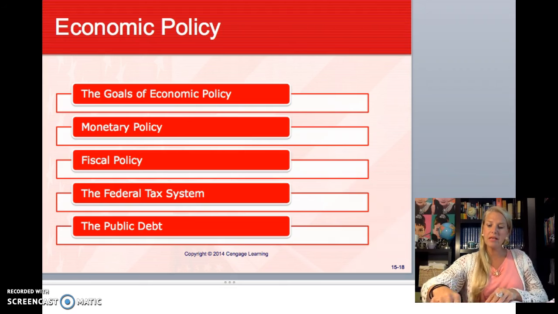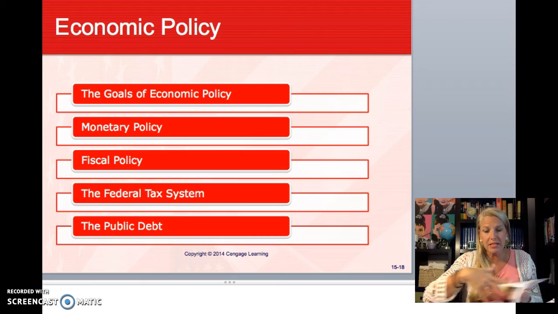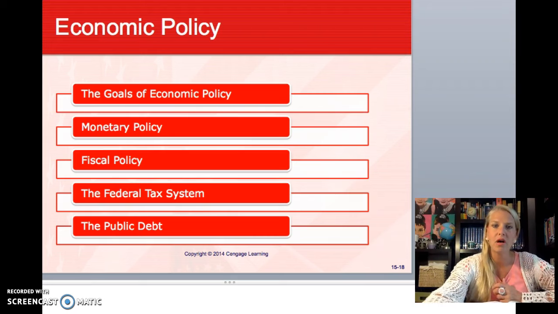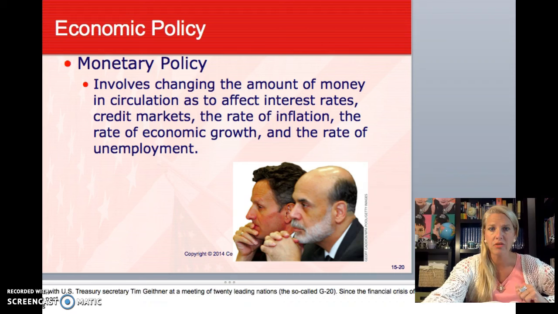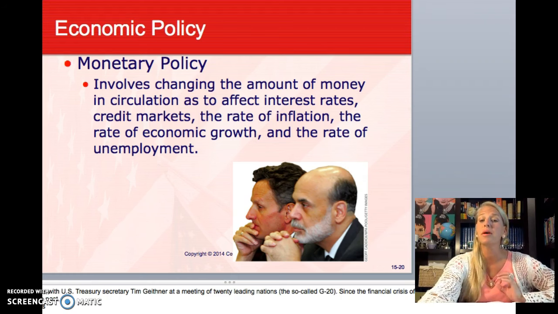Okay, economic policy, delving deeper into domestic issues. Okay, and you've got actions taken by the government to address ups and downs, recession. The rate of unemployment is a huge economic policy issue measured by a government survey of people who are looking for a job. Inflation is a sustained rise in average prices. And then we have monetary policy involving changing the amount of money in circulation so as to affect interest rates. Okay, which there's a lot of controversy over.